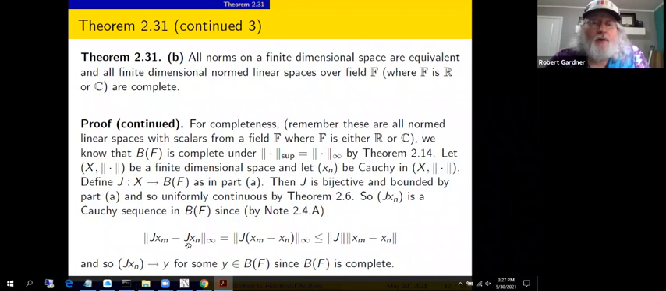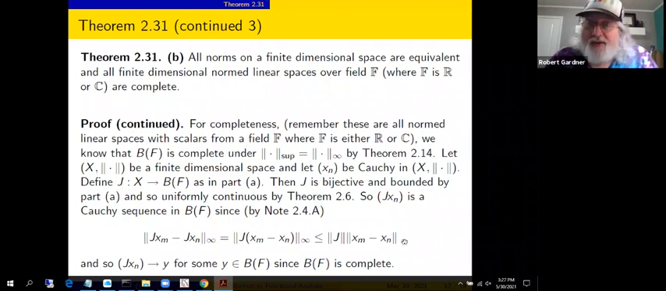So you want to make this small? You want to make this less than epsilon by making the index sufficiently large? Not a problem. You can do it because X sub n is a Cauchy sequence in this normed linear space. So you make the index sufficiently large, and you can make this small.